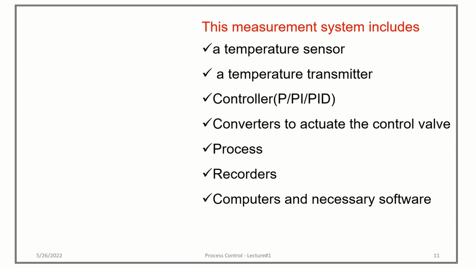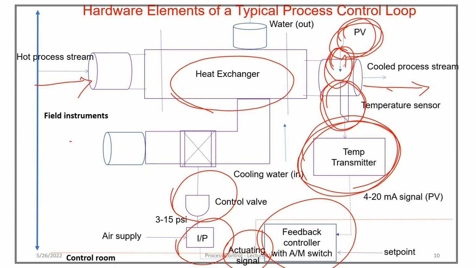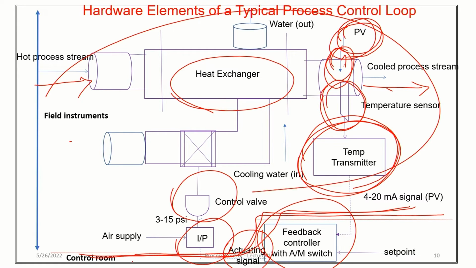You just come back to this diagram. If you see the diagram, I think you can see this red line, right? You can see this red line which separates these instruments into two parts. The lower part of the instruments is called the control room instruments. The upper part of the instruments is called the field instruments, right?